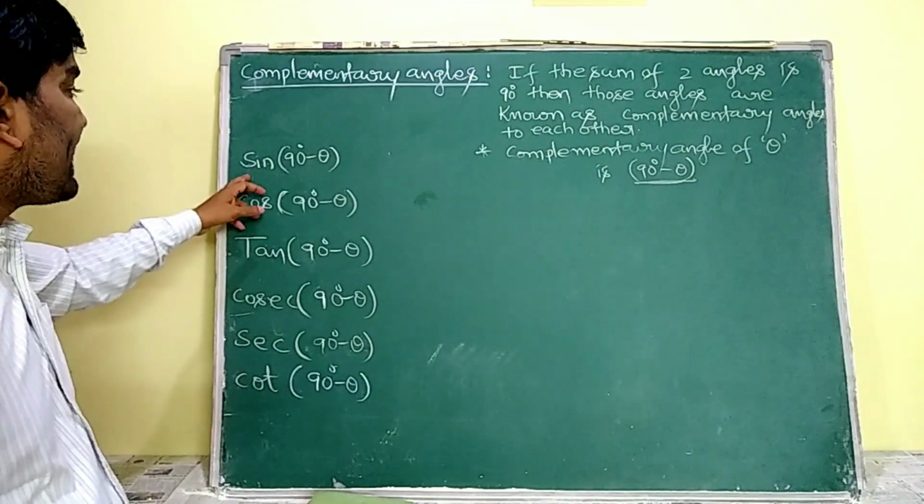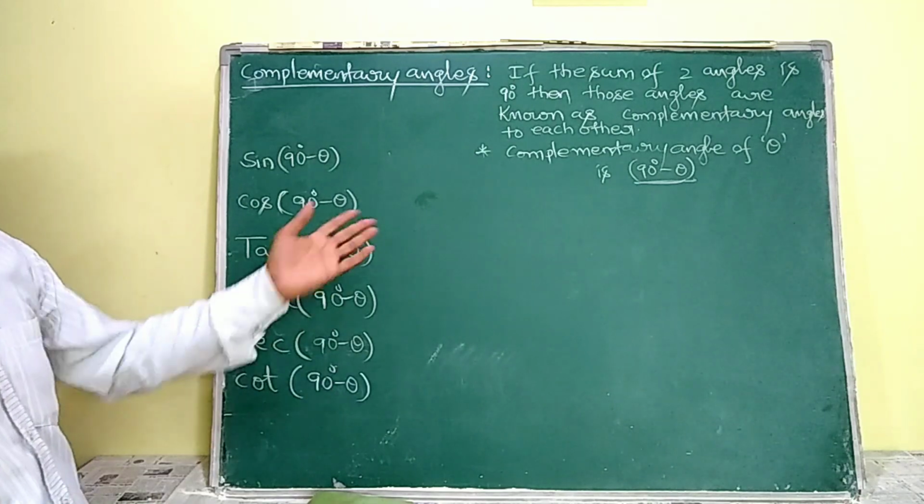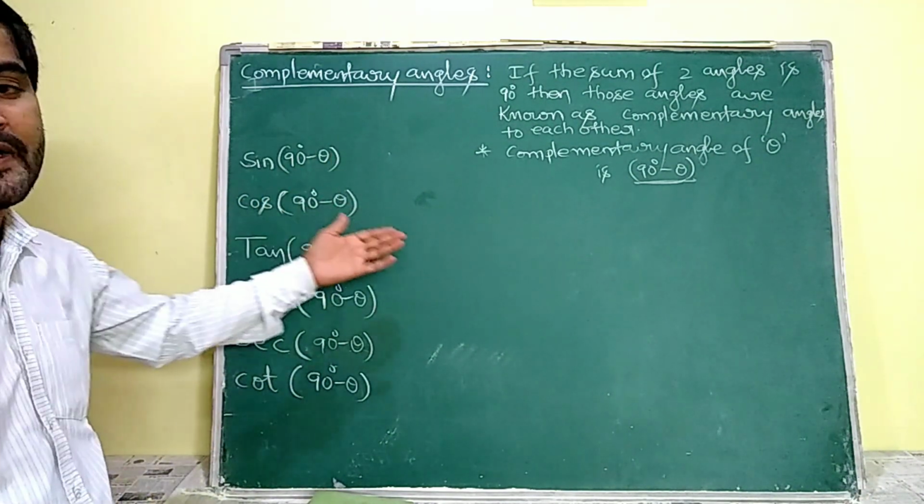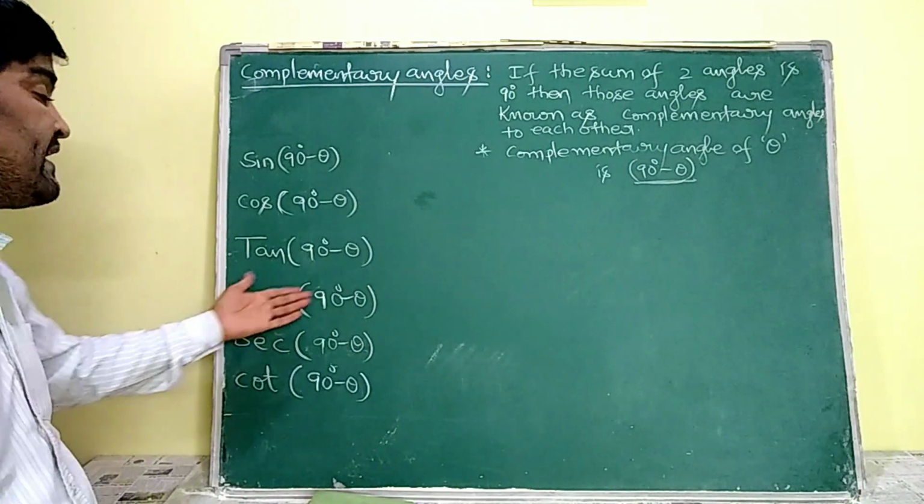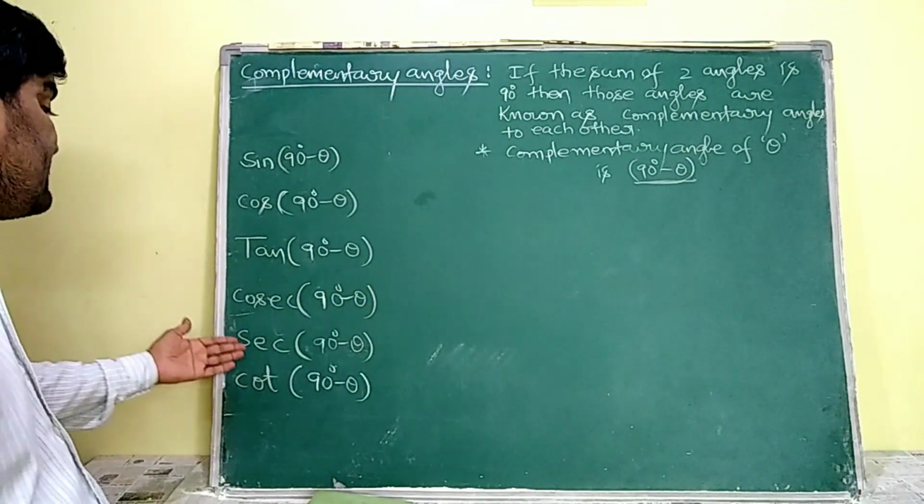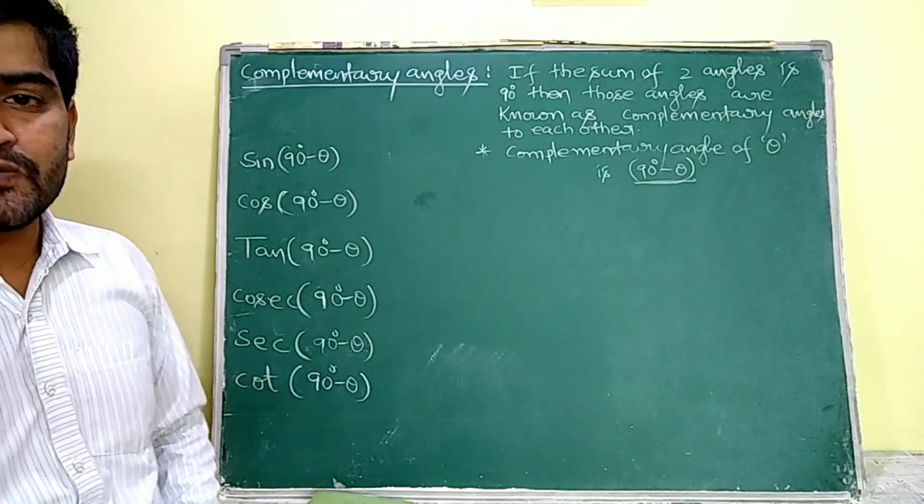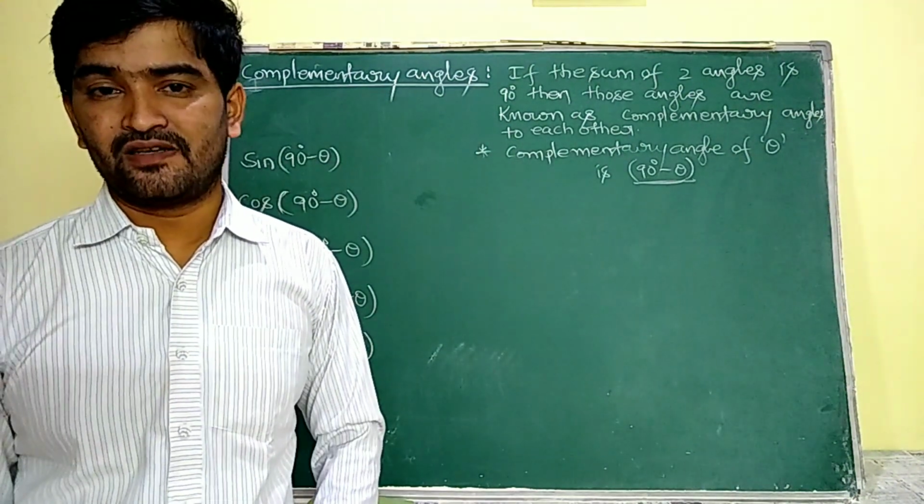See, sin 90 minus theta gives what? Cos 90 minus theta gives what? Tan 90 minus theta gives what? Cosecant 90 minus theta gives what? Secant 90 minus theta gives what? Cot 90 minus theta gives what? We have to discuss these things now.